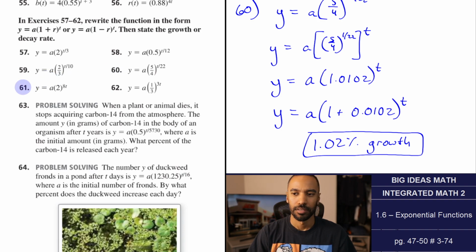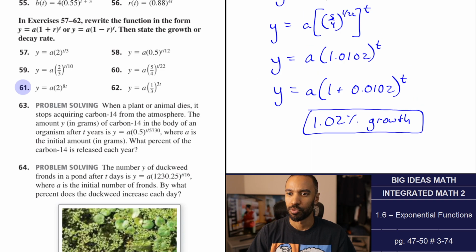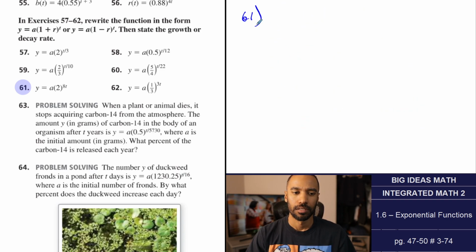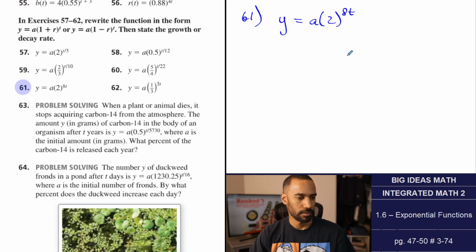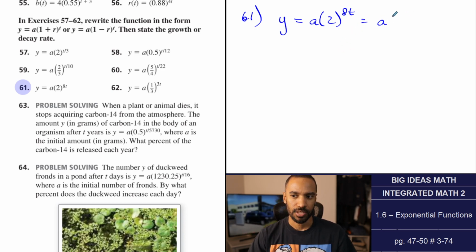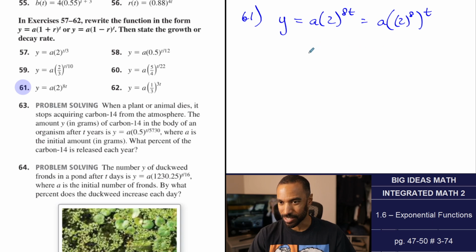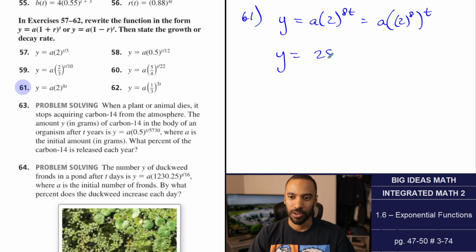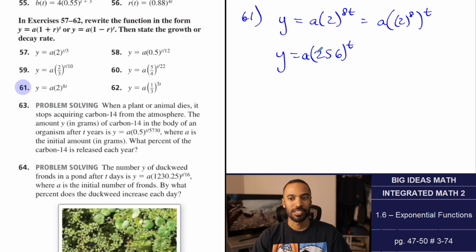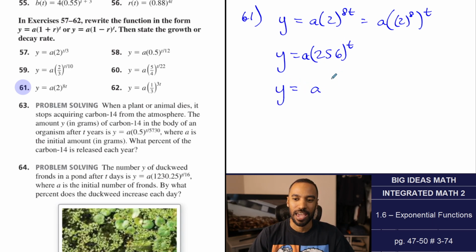Number 61. Let's move on to another page. Y equals A times 2 to the 8t power. Split that as A times 2 to the 8th power to the t power. Now I think that number is 256. So Y equals A times 256 to the t power. Wow, that is massive. Now, this is kind of not as easy as it looks for an answer. So that is A times 1 plus 255 to the t power.